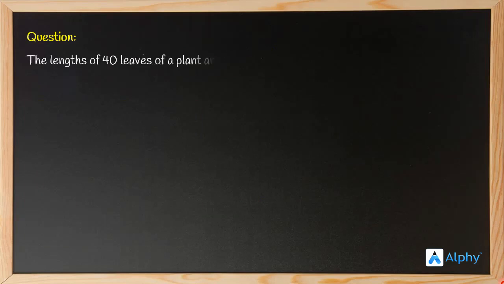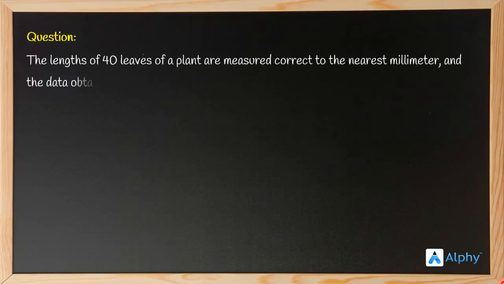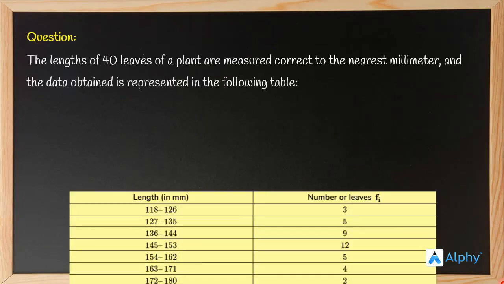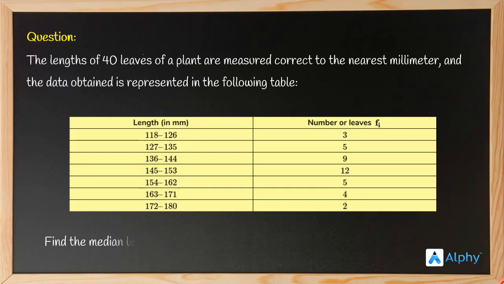The lengths of 40 leaves of a plant are measured correct to the nearest millimeter and the data obtained is represented in the following table. Find the median length of the leaves.